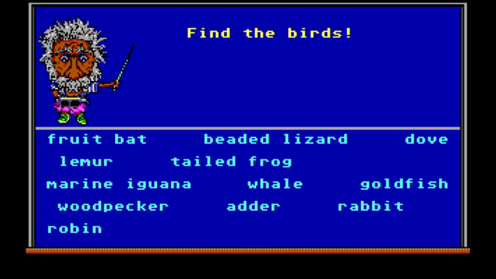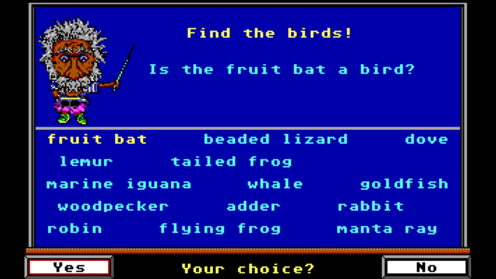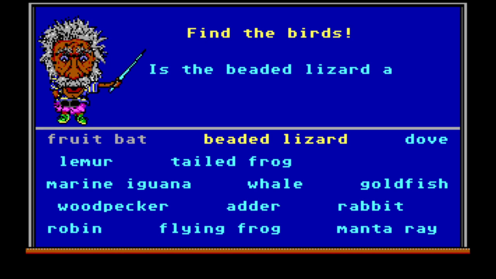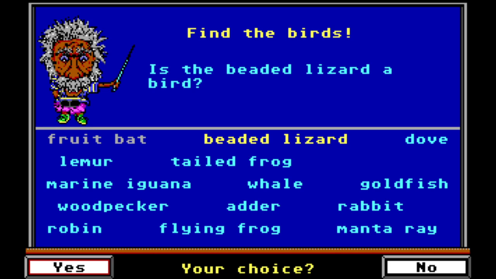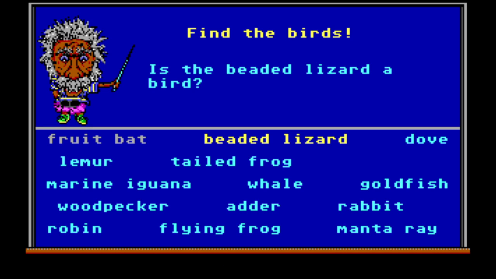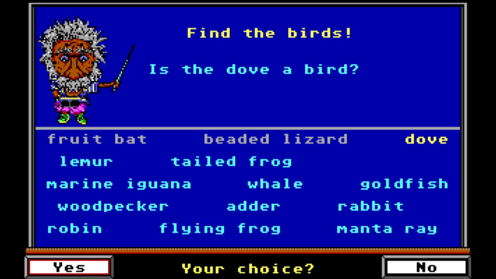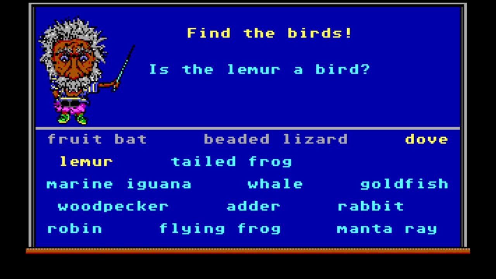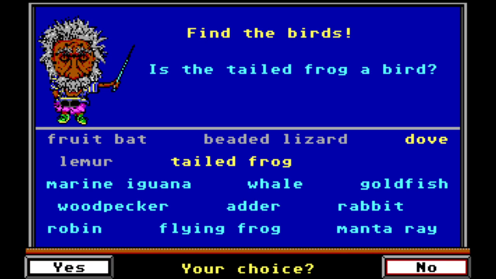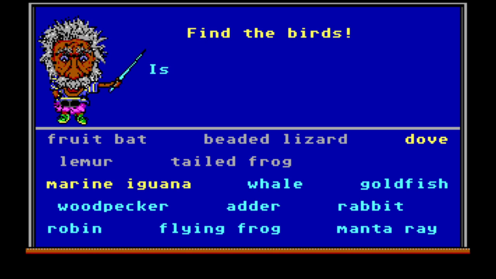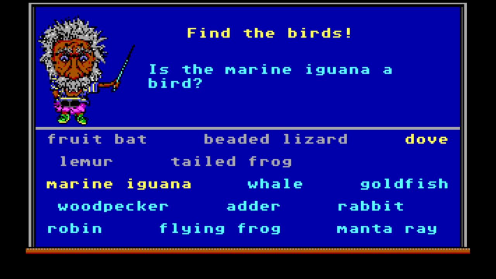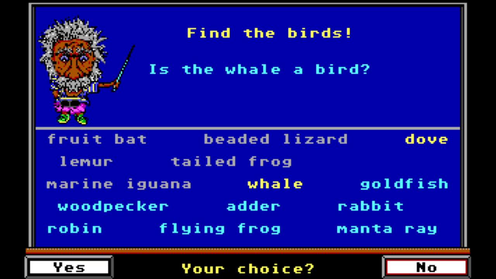Oh, I see. So we want birds. Bats are mammals. Lizards are reptiles. A dove is a bird. Lemur, I believe, is a mammal. Frog is an amphibian. Iguana is a reptile. A whale is a mammal. A goldfish is, well, it's a fucking fish.